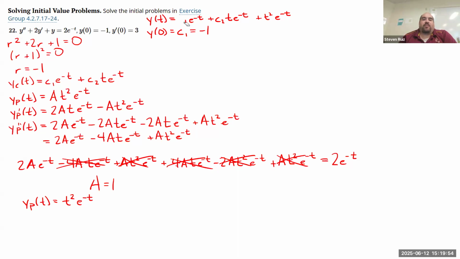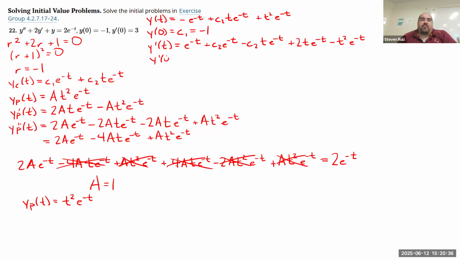So let's go ahead and just drop that in. This becomes negative, that coefficient. All right, so now we can take a derivative because the other piece of information we have is about y prime. So y prime of t equals e to the negative t plus c2 e to the negative t minus c2t e to the negative t plus 2t e to the negative t minus t squared e to the negative t.